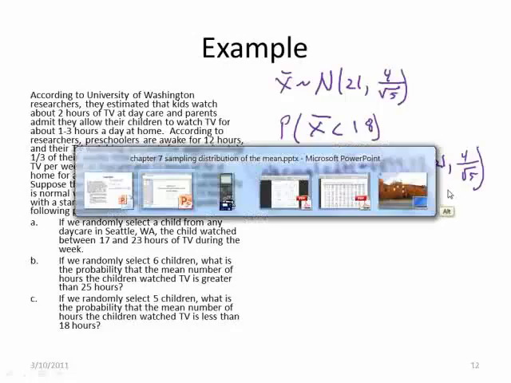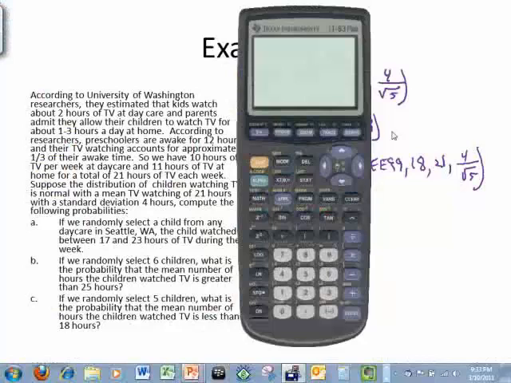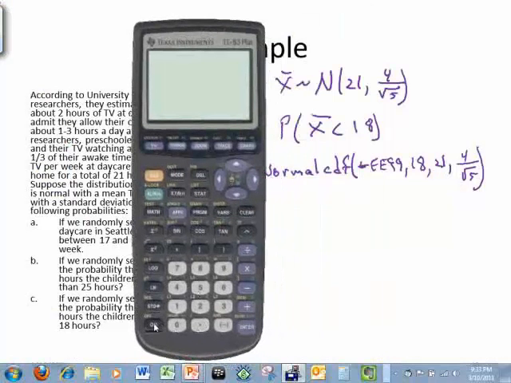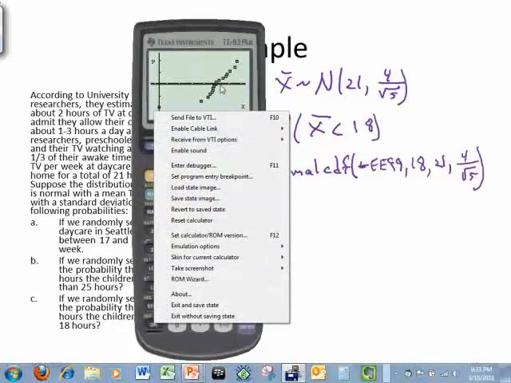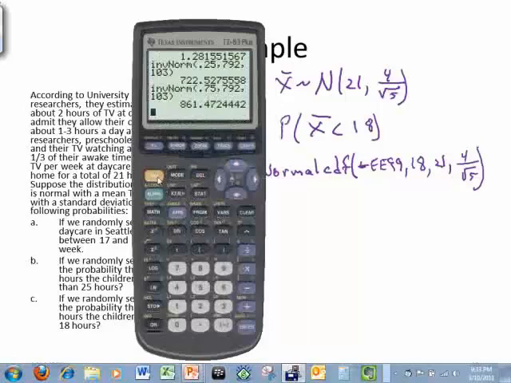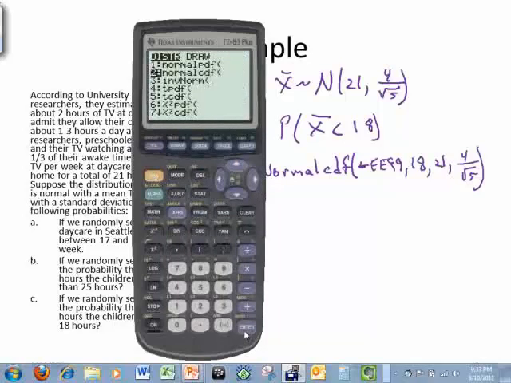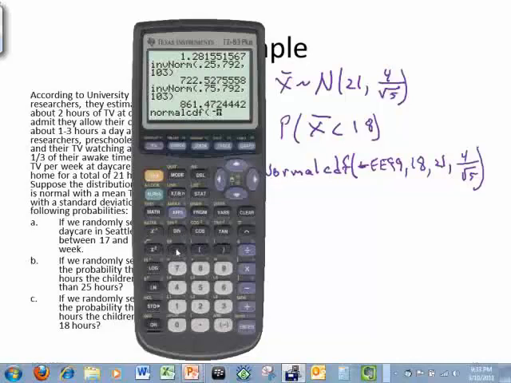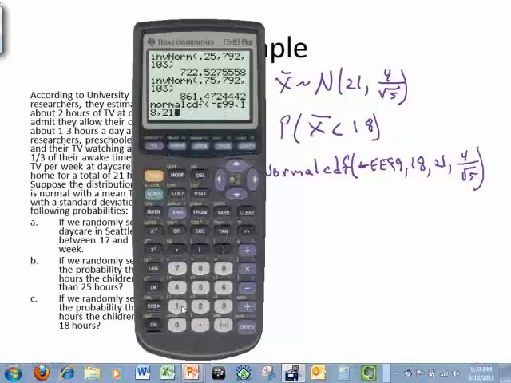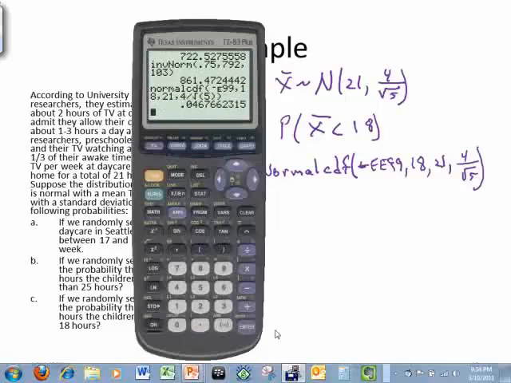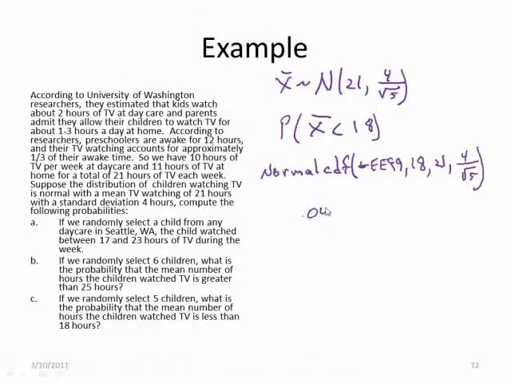So entering this into the calculator, if it'll let me, ta-da! So second distribution, normal CDF. So negative EE 99, comma 18, comma 21, comma 4 divided by the square root of 5. Close the square root, close the normal, press enter. So 0.0468. How about that one? 0.0468.